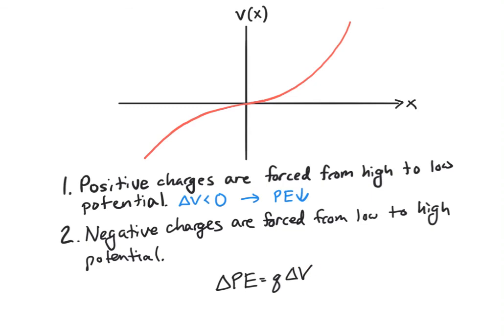If we do the same analysis for the negative charge, well, it is being forced from low to high potential, which means delta V is greater than 0. But the charge itself is negative, and that implies that the potential energy is going down because delta PE is negative, because a negative charge times a positive potential difference is equal to a negative value, and a negative change means it is decreasing. And so in both cases, whether I place a positive or a negative charge in a certain position, it will be pushed in a direction to minimize the potential energy of the system.